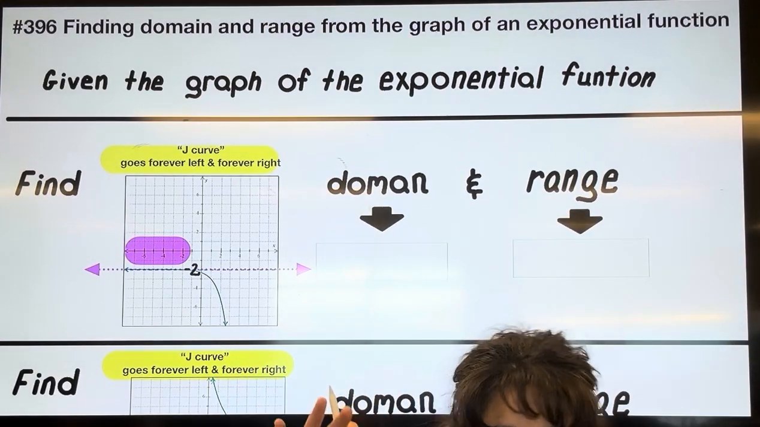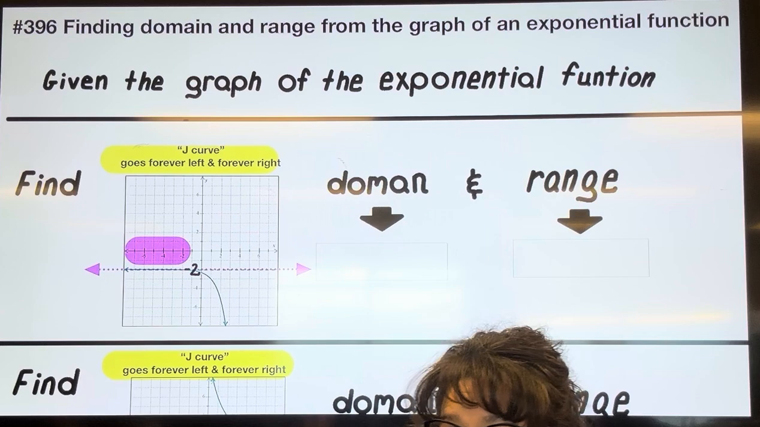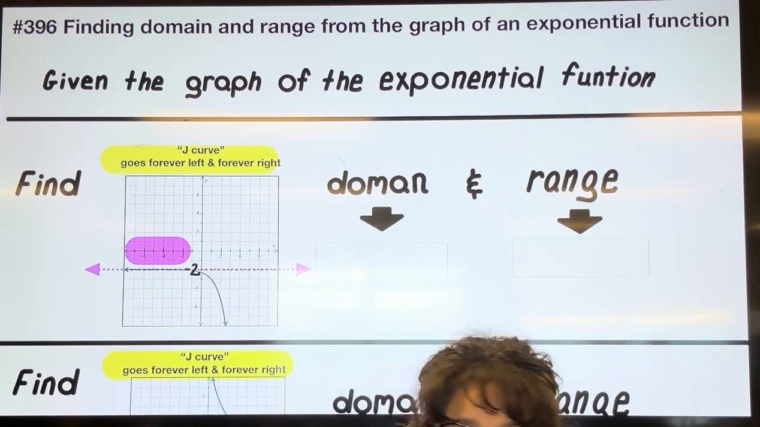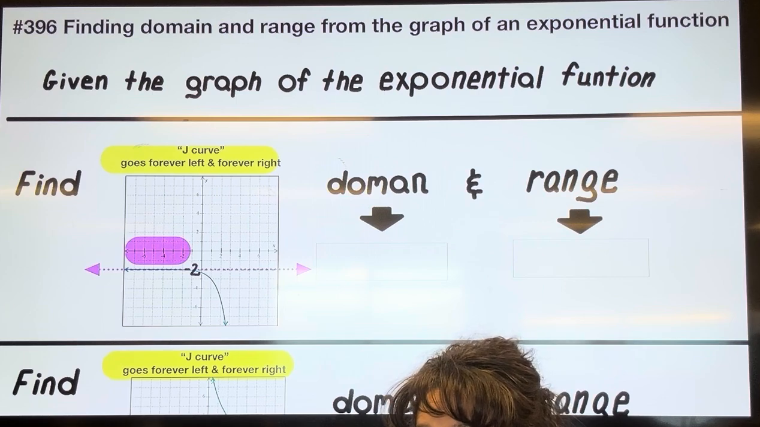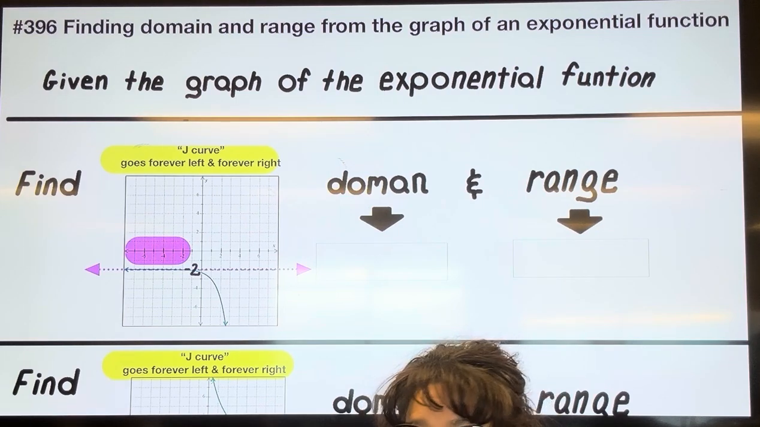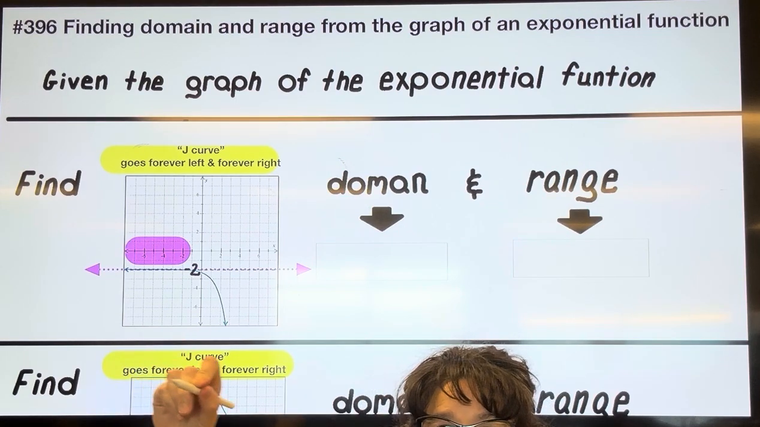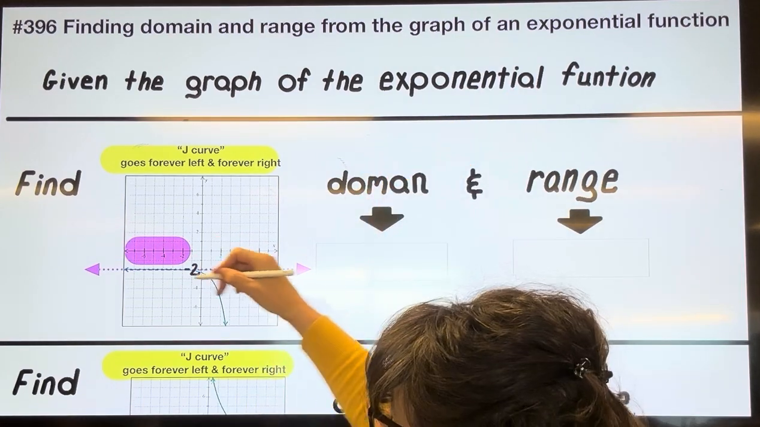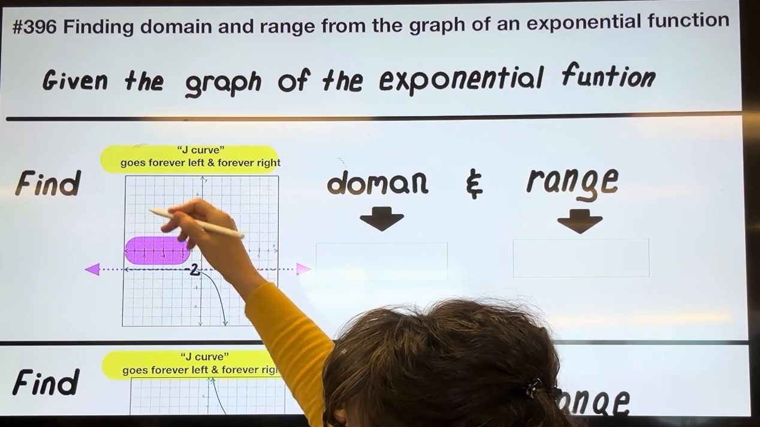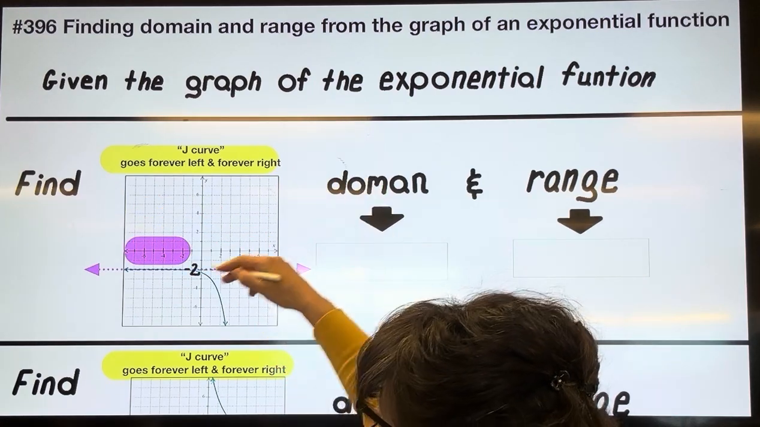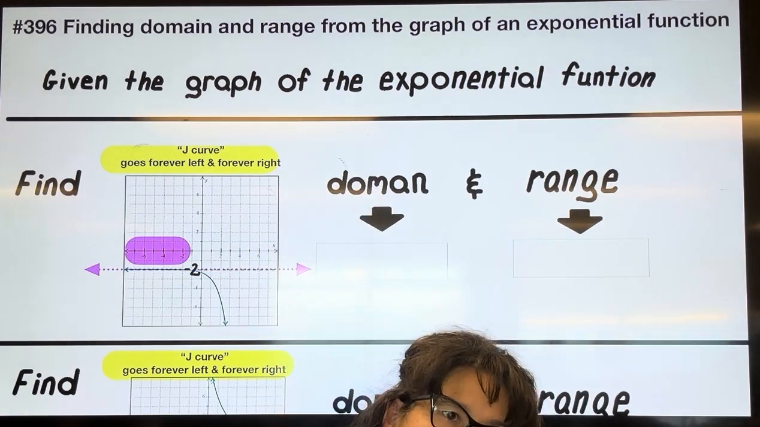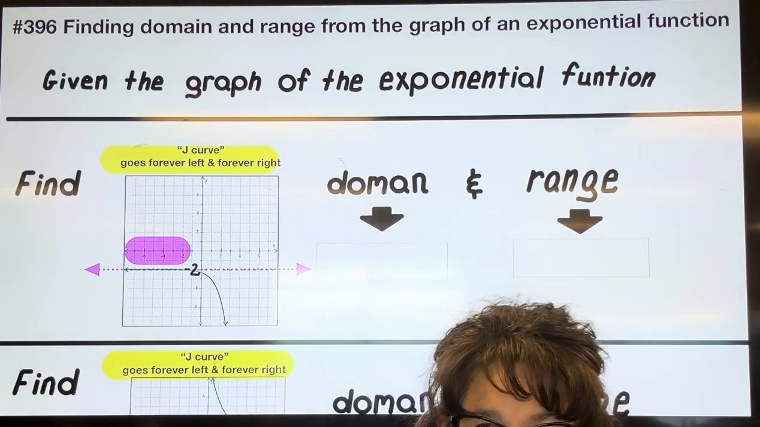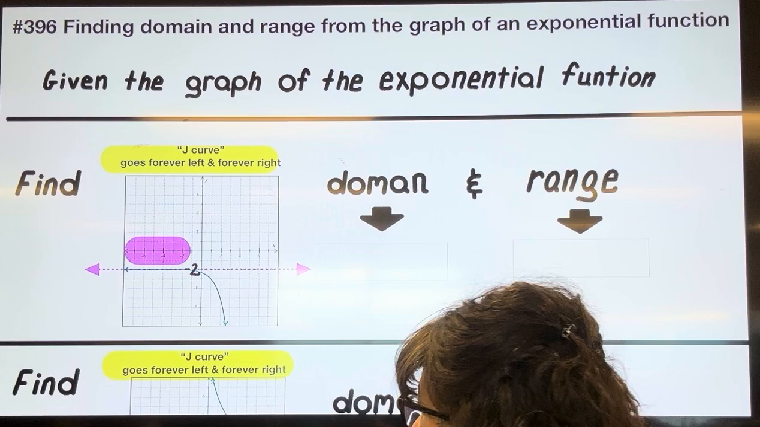For each of these problems, we will have been given the graph of an exponential function. Sometimes we refer to those as a J curve, although it's a little bit of a misnomer because when I draw the letter J, it curves back up, and these do not curve back up. This one obviously doesn't quite look like a J because it's upside down. But we've got our exponential curves.